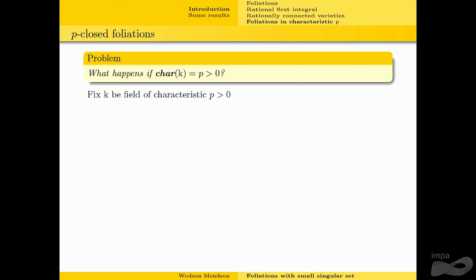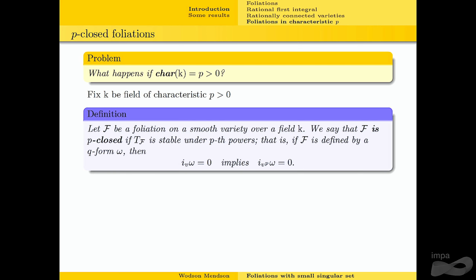So for this, I'll introduce to you the notion of p-closed foliation. We now fix k, an algebraically closed field of characteristic p, and take a foliation of the variety X defined over this field. We say that the foliation is p-closed if, looking at the tangent sheaf, this is closed by p-powers.